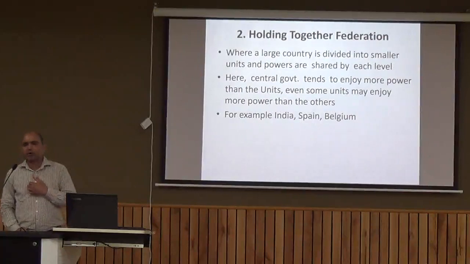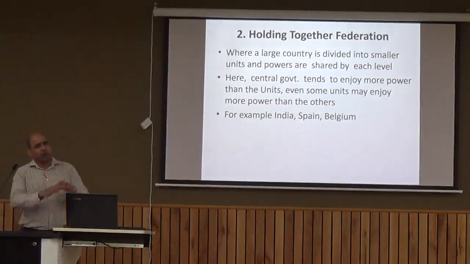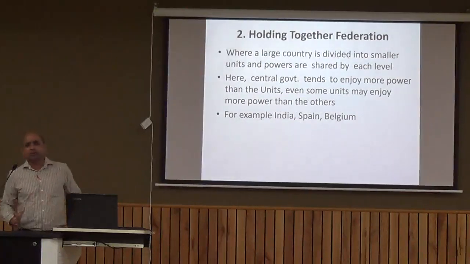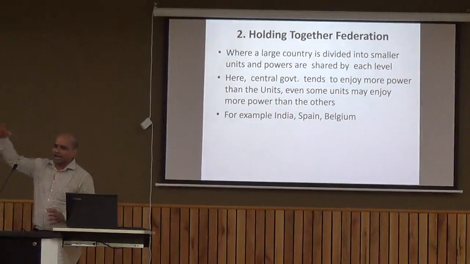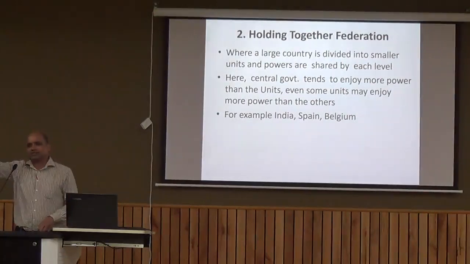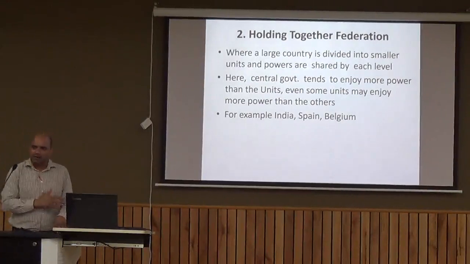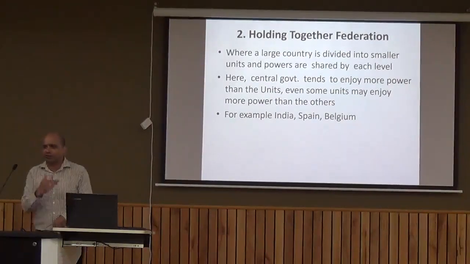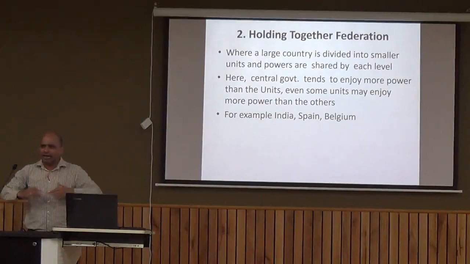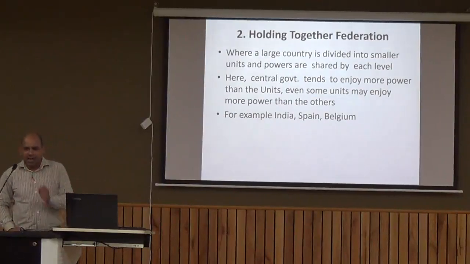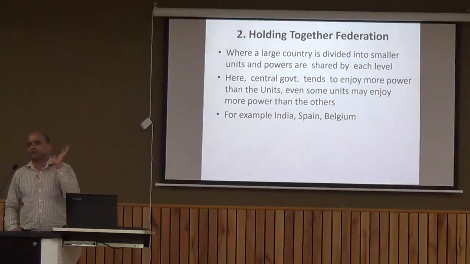Now the second one is holding together federation. Under the holding together federation, the units or the states are held by a powerful center, which enjoys the ultimate power, more power, if you compare to that of the states. For example, in India, states are created out of the country, and the states enjoy power that is much less than the center enjoys. Hence, states are subservient and subordinate to the center.